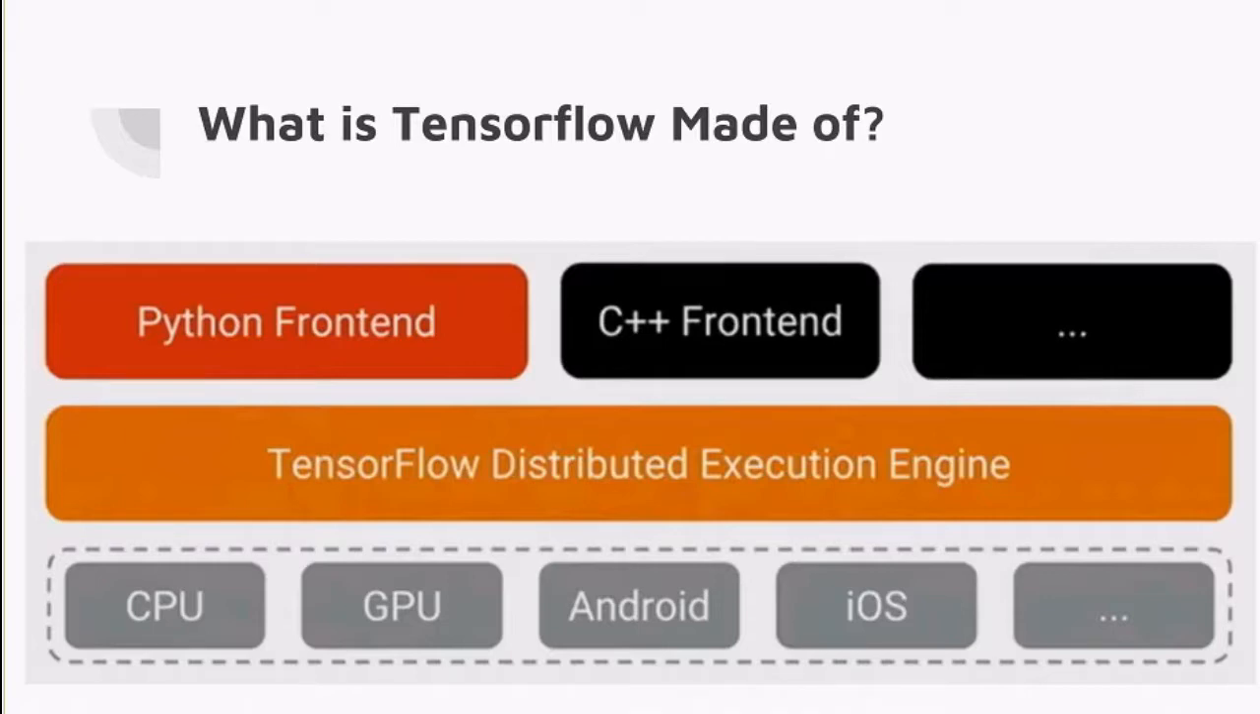What is TensorFlow made of? You can almost think of the TensorFlow distributed execution engine as kind of like a JVM, where you can feed it TensorFlow-particular stuff, and it can run it on any hardware. It'll run on CPUs, GPUs, Android devices, iOS devices, Raspberry Pis. This distributed execution engine is low level, written mostly in C++ and C. Then they provide some front ends to interact with that, so you don't have to work at that level.